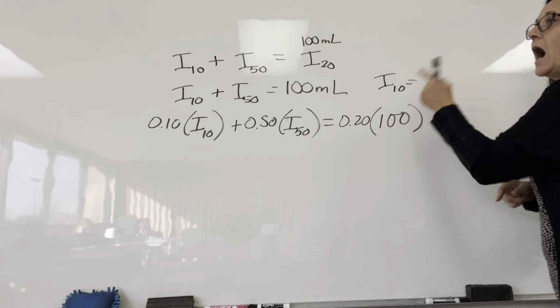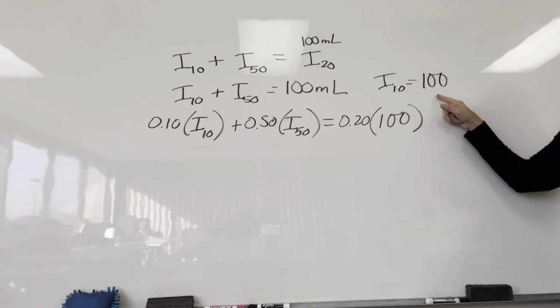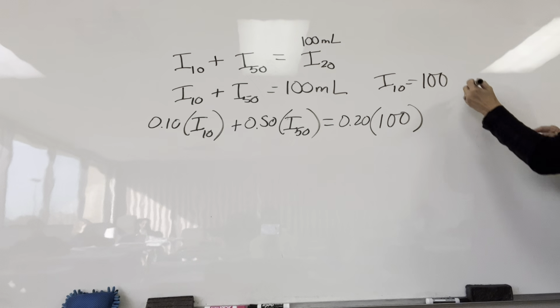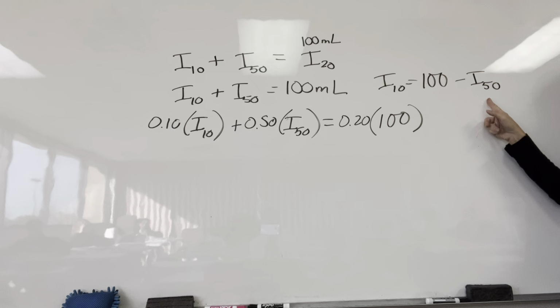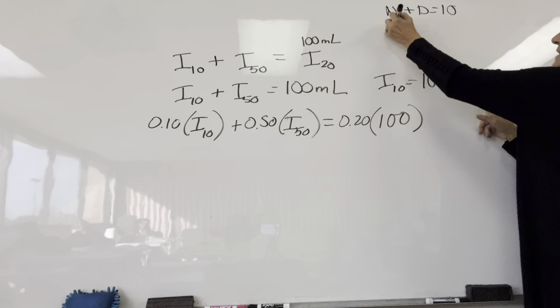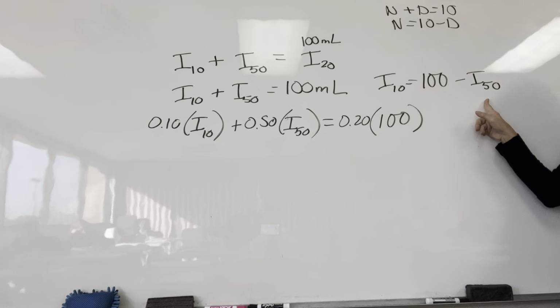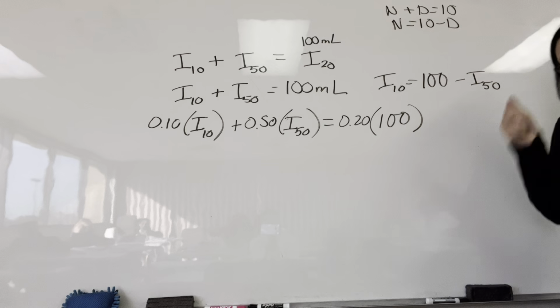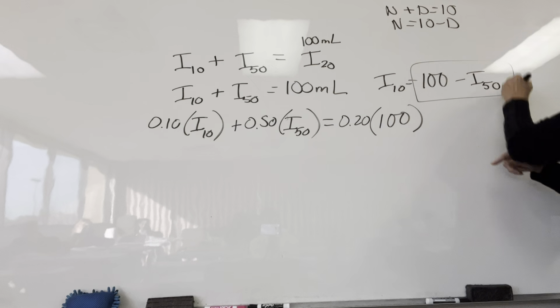So I know that how much I10 I'm going to have is going to be what I want in the end, the 100 milliliters of the I20, minus how much I50 I have. Just like nickels and dimes, right? If I said the number of nickels plus the number of dimes is 10, isn't it true that the number of nickels I have is going to be 10 minus the number of dimes? It's the same, except it's not individual units. It's a liquid measure. All right, so for I10, this is what I'm going to substitute in.